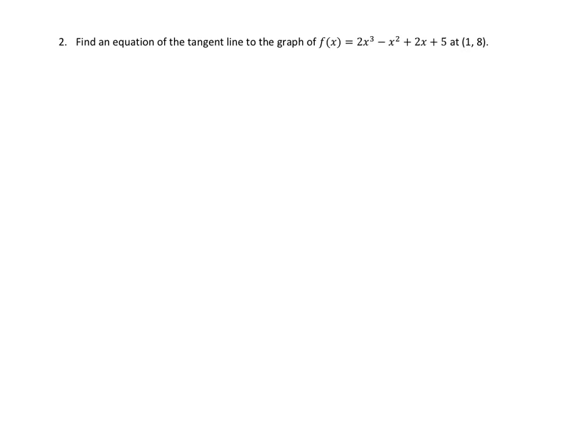But first what we're going to do is review how we find an equation of a tangent line to the graph. And in this case, we're looking at the function f of x equal to 2x cubed minus x squared plus 2x plus 5 at the point (1, 8).